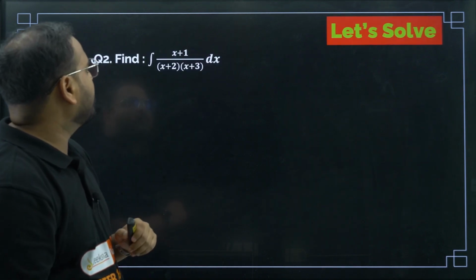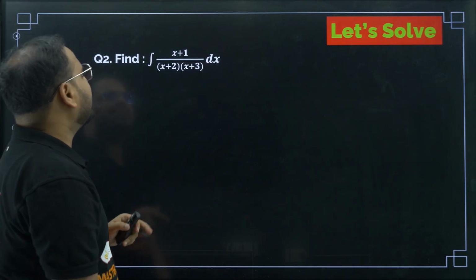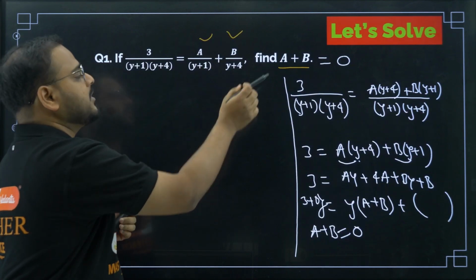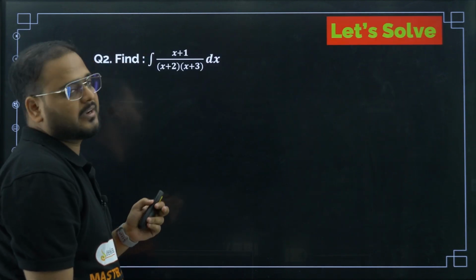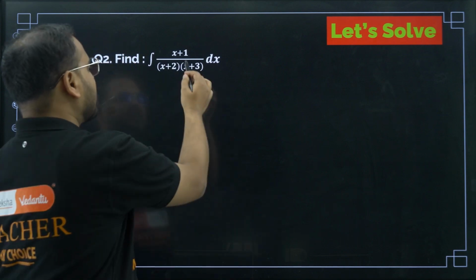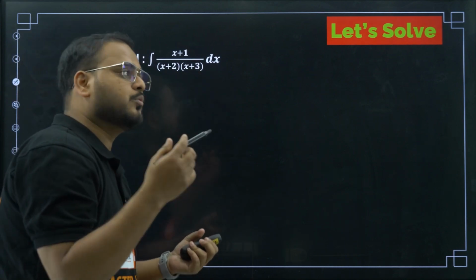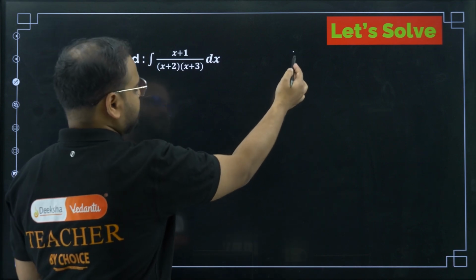Moving on. Question number 2. Find the integration of, now over here, the previous one they asked for the value of a plus b. Over here you have to integrate now. So you have to get this rational function in the form of partial fractions, and then do the integration. So let's see how that will pan out.